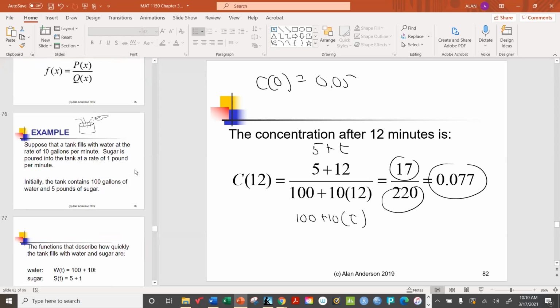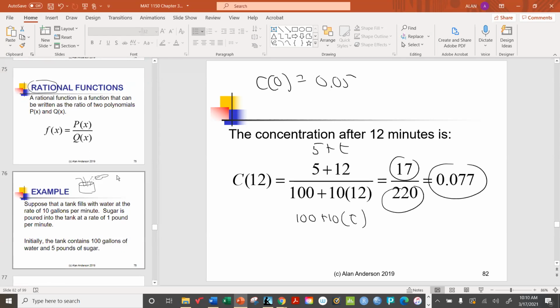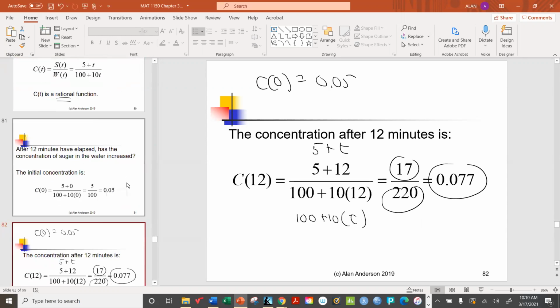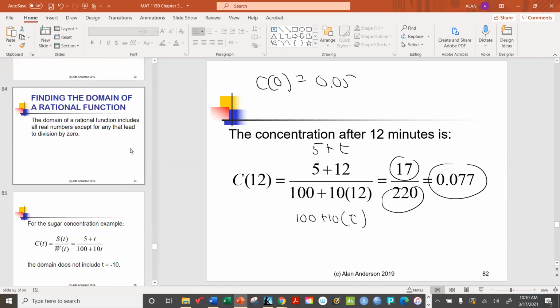Okay, so rational function, again, simply means a ratio of two polynomials. And in a case like this, it proved to be exactly what we needed to solve for the concentration of the sugar in the water. All right. Now, just like many other cases, we would like to ideally be able to calculate the domain of these functions.